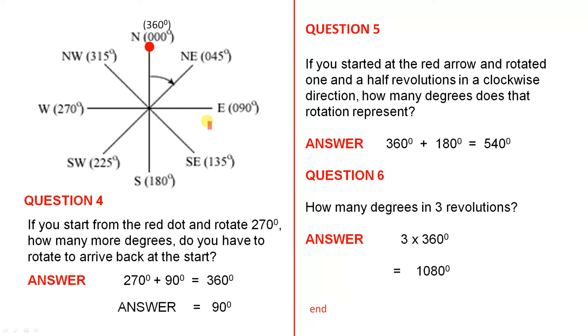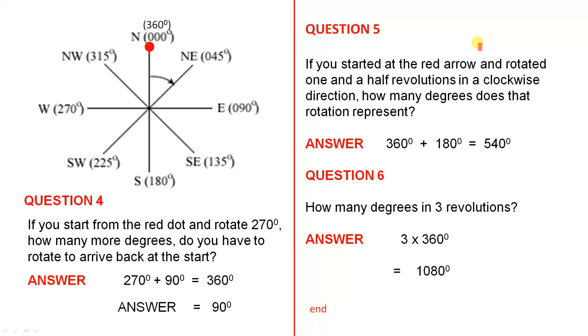So here's our map again, our little diagram to make things easier. Question 4. If you start from the red dot and rotate 270 degrees, how many more degrees do you have to rotate to arrive back at the start? So from there all the way around to here, that's your 270. So if you need to go back to the start, you've got to do an extra 90 degrees. So 270 degrees plus 90 gives us 360. So the answer is 90 degrees.